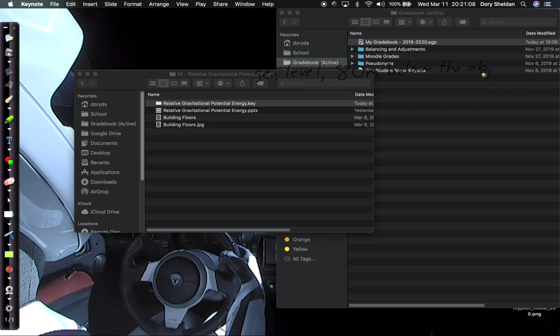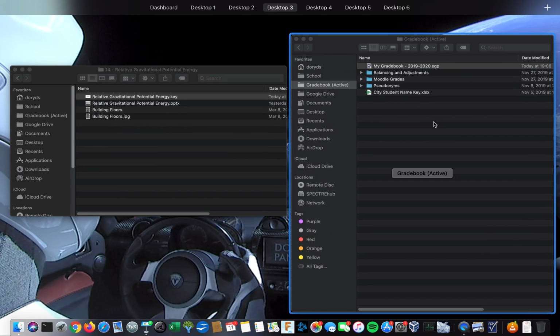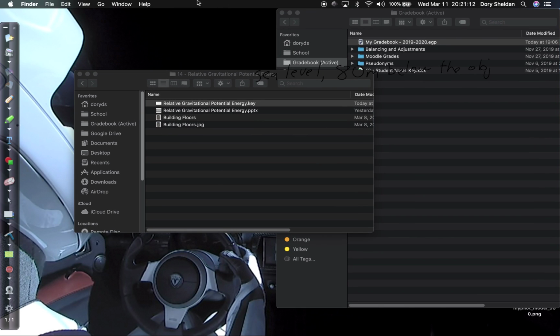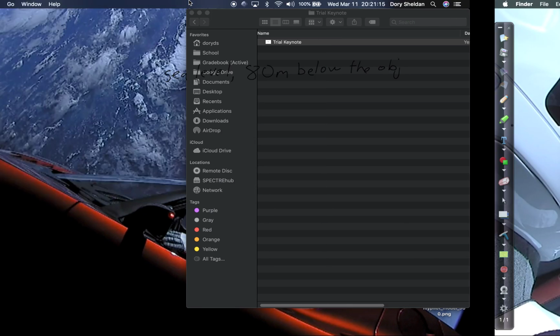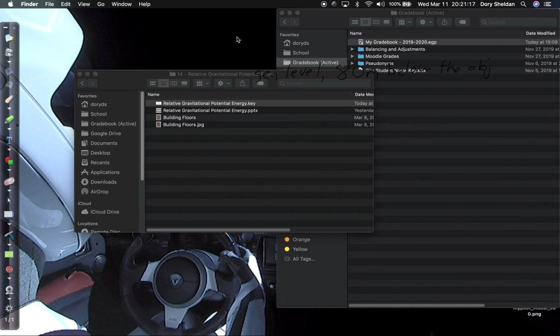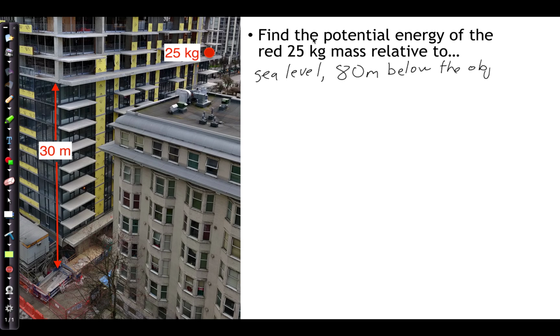Sorry about that little glitch. So 80 meters below the object. Okay. So, yeah, please press pause, draw a diagram for it on your own paper, and find the potential energy. Go.